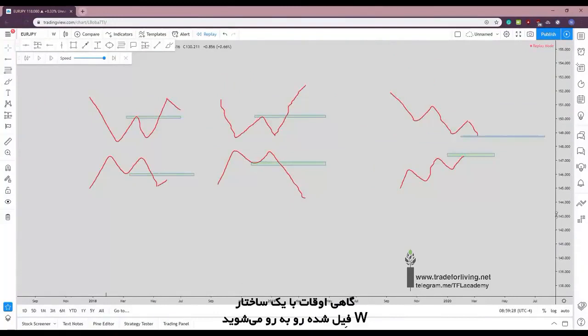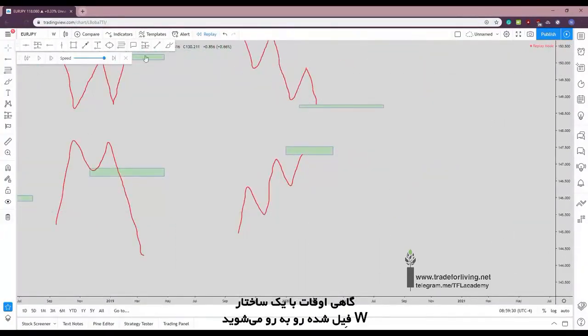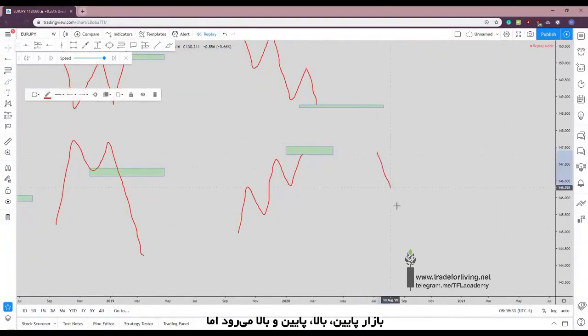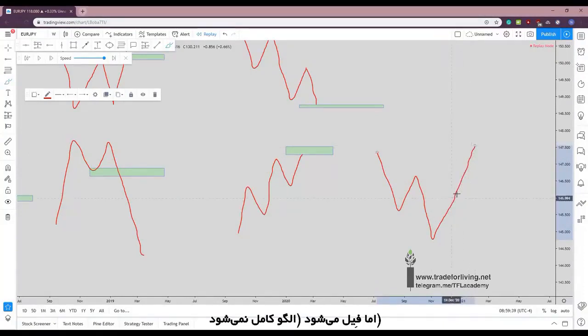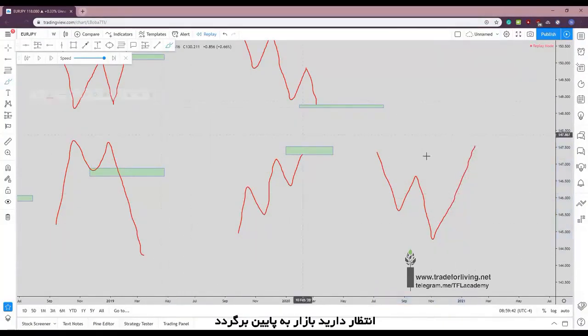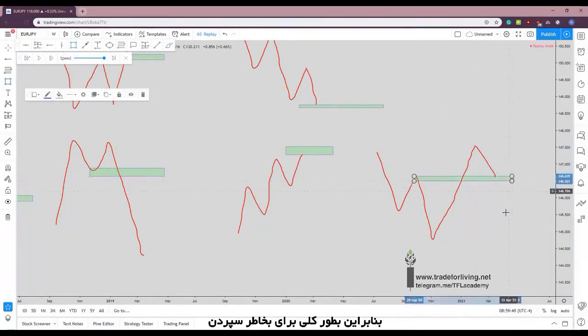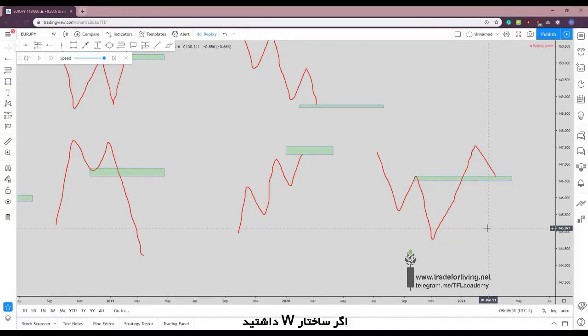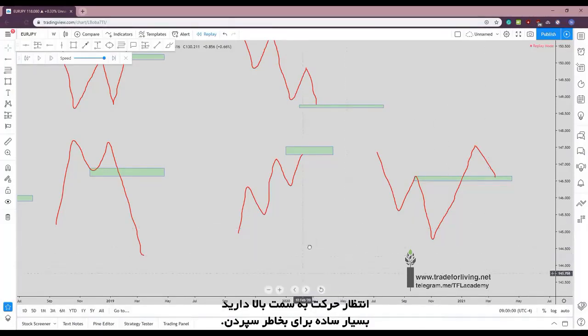Sometimes what you will get is a failed bearish W. What do I mean? The market goes down, up, up, but the market fails, basically creating the next push to the downside and goes all the way to the upside. At that point, again, you're expecting a push to the neckline. So overall, the simple way to remember all of this is just if you have a W formation, expect a push to the downside, and if you have an M formation, expect a push to the upside. Simplest way to remember this.